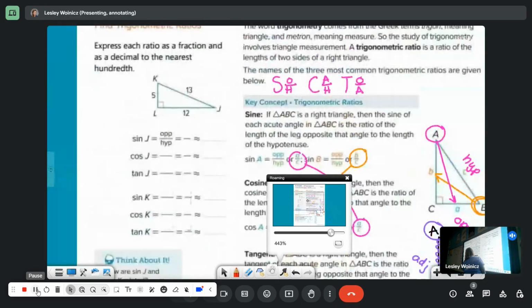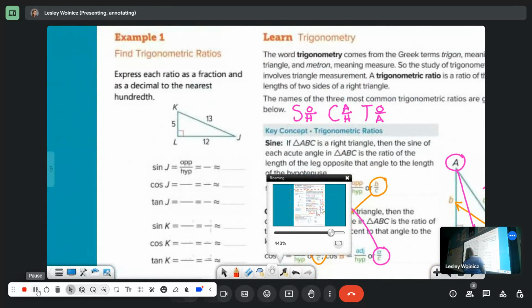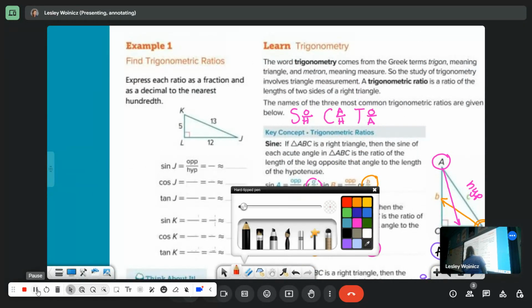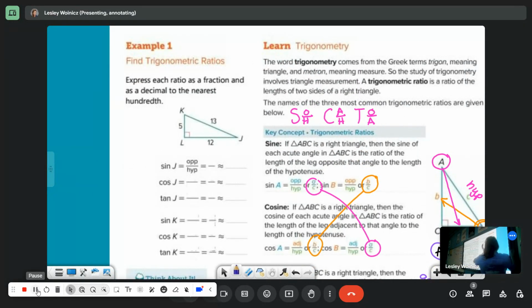Let's try a cute little example. All right, we are expressing these ratios as fractions and then as decimals to the nearest hundredth. Okay, so everybody's in degrees? Oh, we don't need degrees right now. Sorry, I had a brain fart.